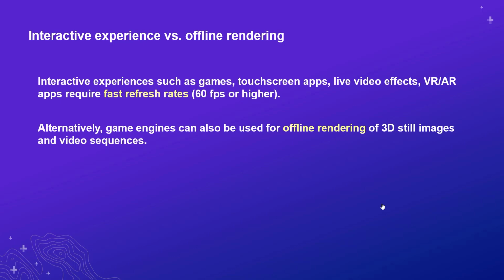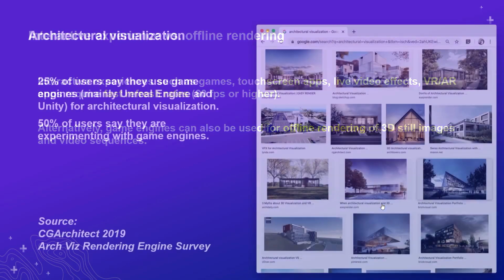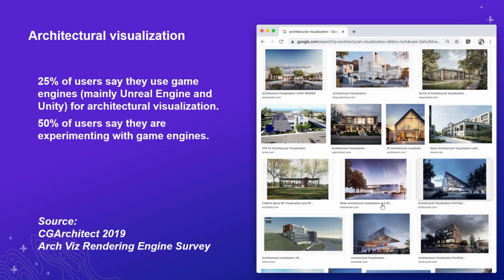There's another characteristic of game engines when it comes to interactive experience versus offline rendering. Interactive experiences such as games, touchscreen apps, and so on require a fast refresh rate, typically 60 FPS or higher. But alternatively, game engines can also be used for offline rendering of 3D still images and video sequences. This brings us to architectural visualization, where game engines have become more and more popular in recent years. In a recent survey by CG Architect, 25% of the users say that they use game engine technology for architectural visualization. 50% of the users say that they are experimenting with game engines, and this trend is rising from year to year.